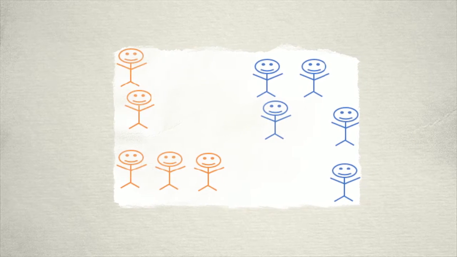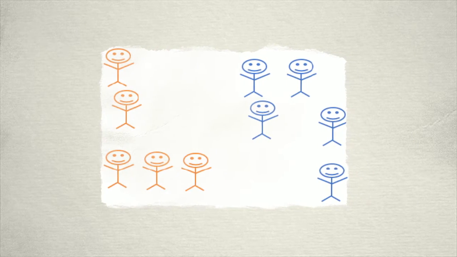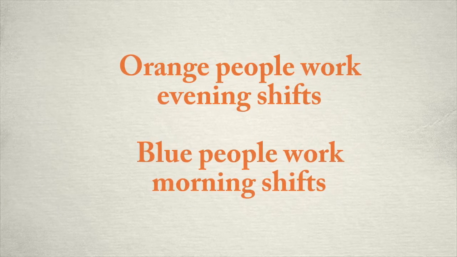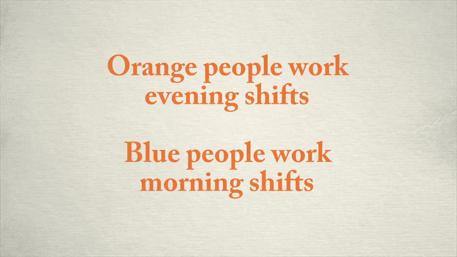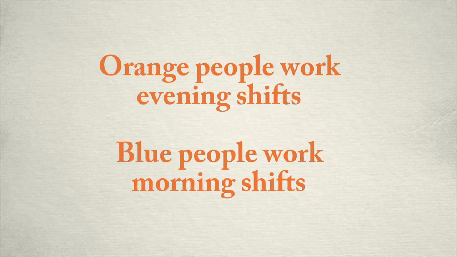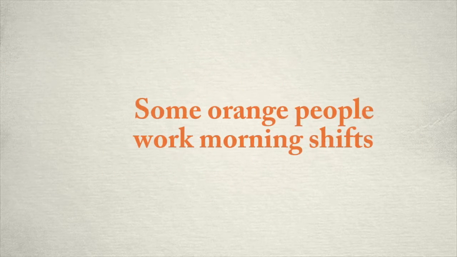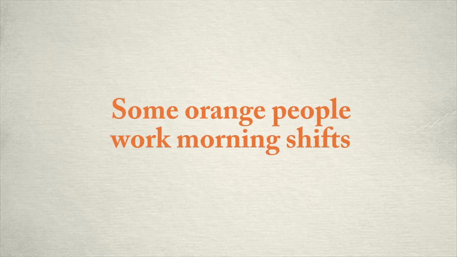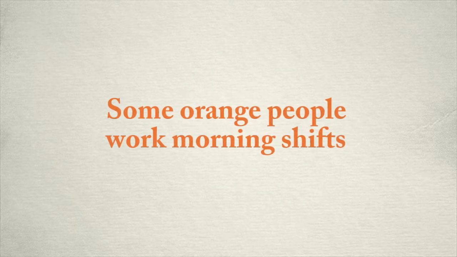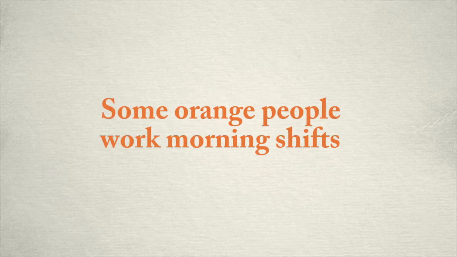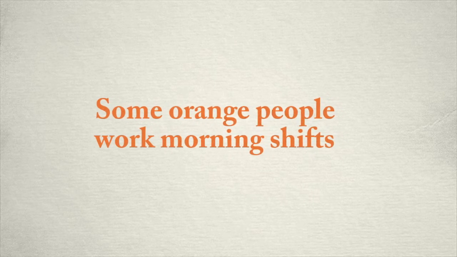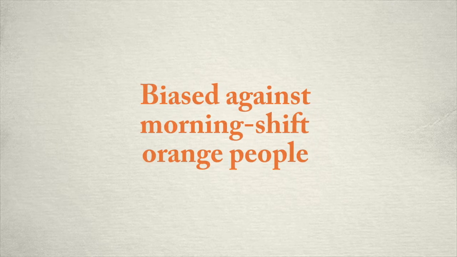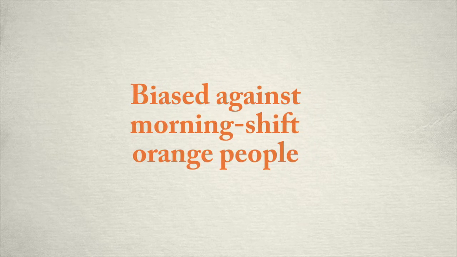This method will produce a representative sample, but we have also introduced some bias. What if, for instance, most orange people work evening shifts, and most blue people work morning shifts? Some of the orange people work morning shifts, just like most of the blue people. They came after work, just like the blue people did, and we turned them away, unlike the blue people. Our sampling method unintentionally biased the sample against morning shift orange people.